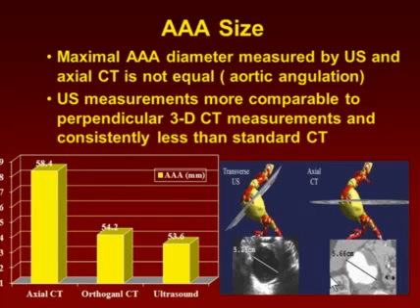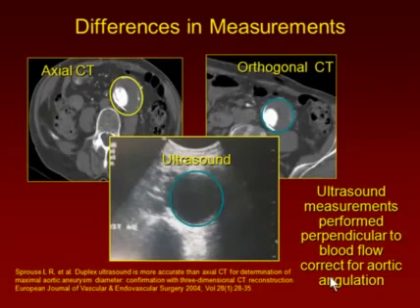And in the presence of aortic angulation, there was a significant difference in the measurements, and that's because the axial CT is doing a transverse cut through the body, and when the aorta is angulated, you end up with an oval measurement, which is slightly larger on axial CT. The orthogonal CT or 3D reconstruction CTs, in which a true perpendicular line was placed, correct for that angulation, as does ultrasound. And as sonographers, we can correct for that angulation and perform these measurements perpendicular to blood flow.